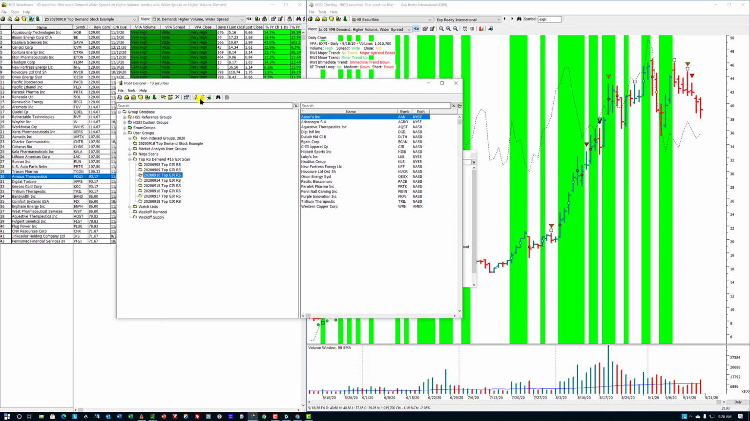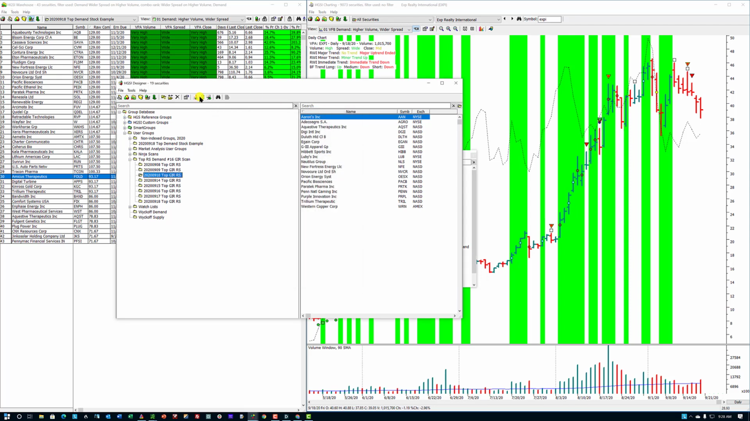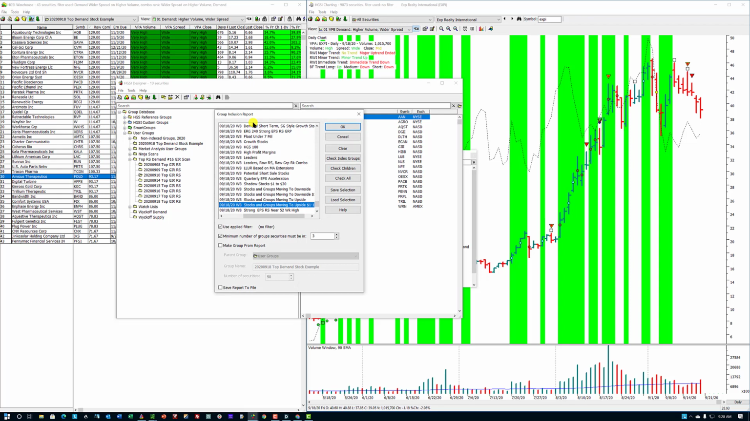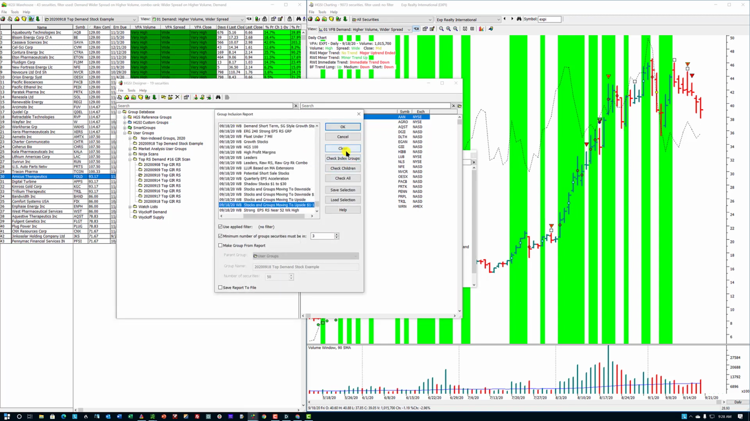I'm going to use the same group, or these same groups. I'm going to clear them. Oh, I'm sorry. I'm getting a little confused here. I didn't want to do that. Yes, I did. Okay. I'm going to click on that arrow. I'm going to clear these.